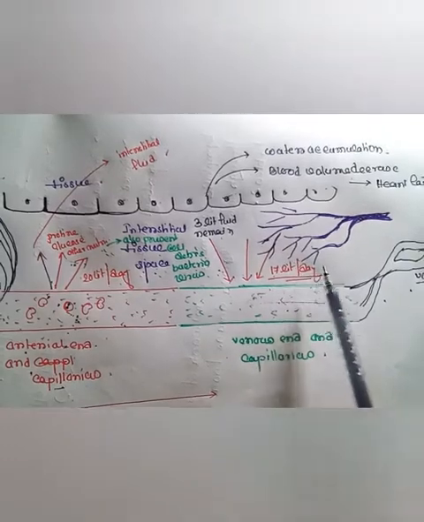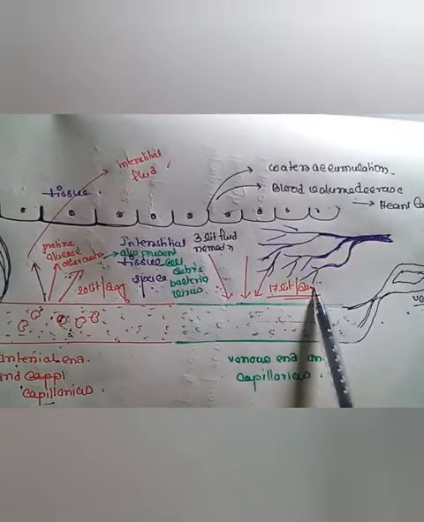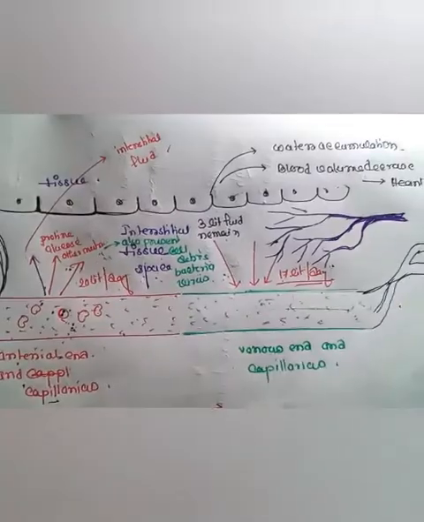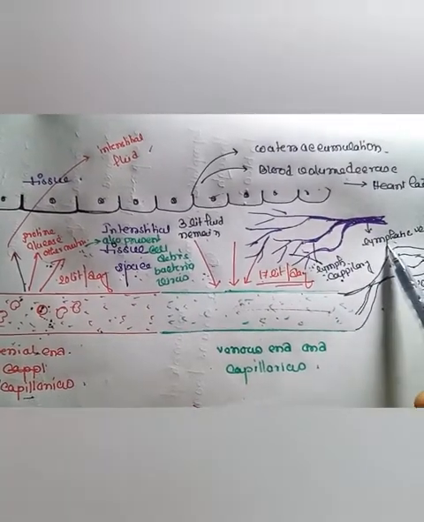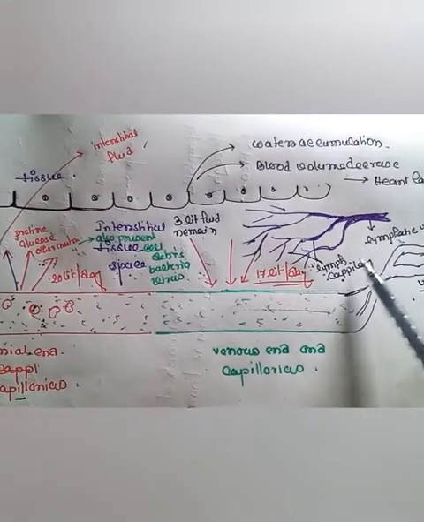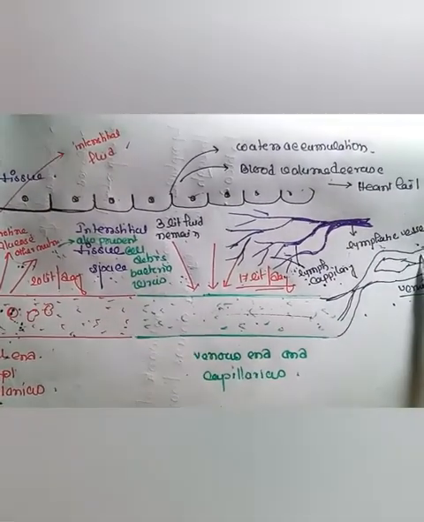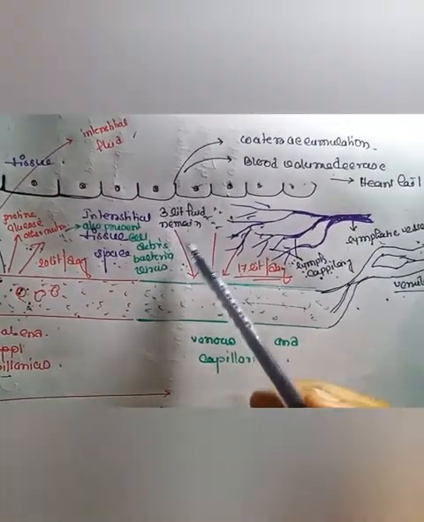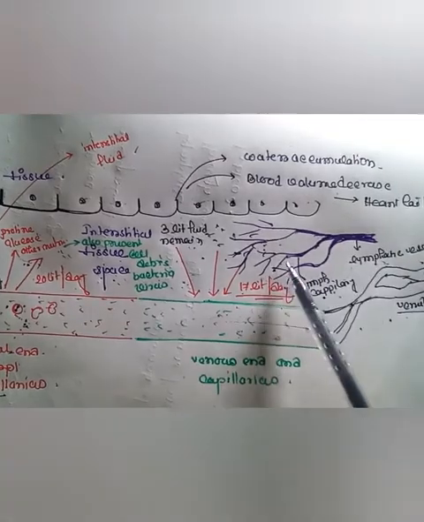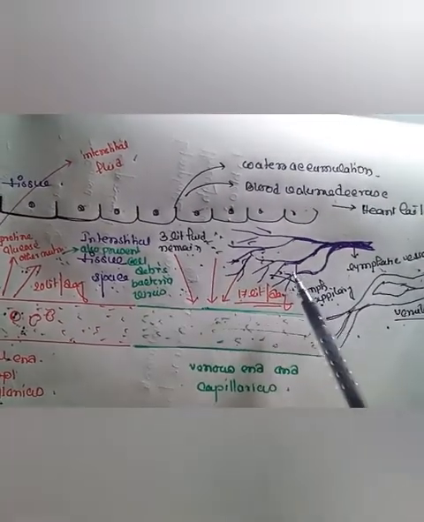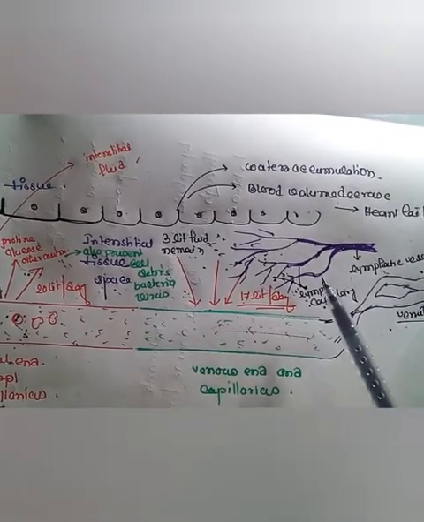For this, in the tissue space, there is another type of capillary system that is called the lymphatic system, or the lymph capillaries. These lymph capillaries jointly make the lymphatic vessels. When this excess 3 liters of fluid is collected by the lymph capillaries, it is called lymph, and it contains proteins, cell debris, bacteria, viruses, colloids and macromolecules.